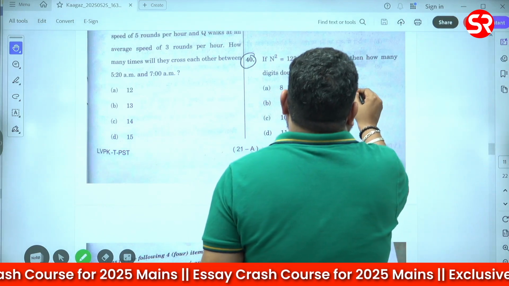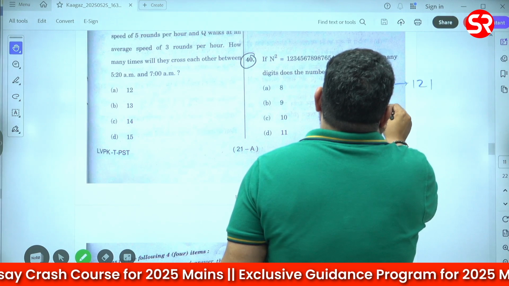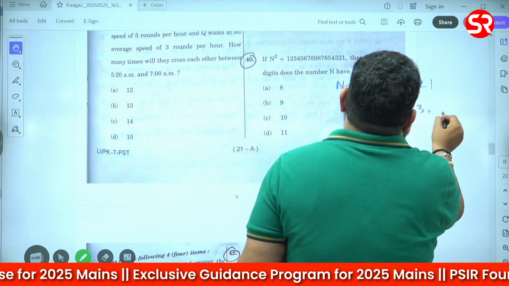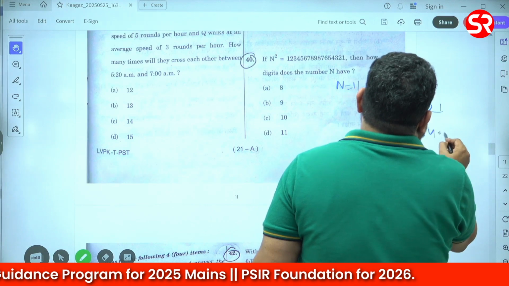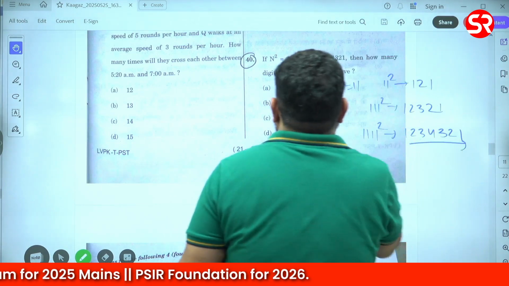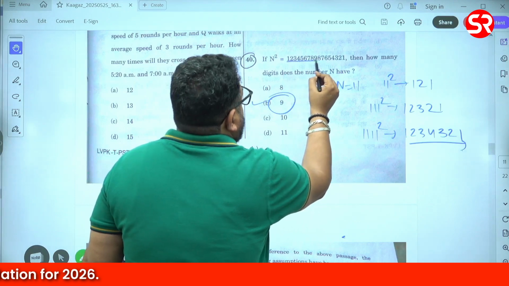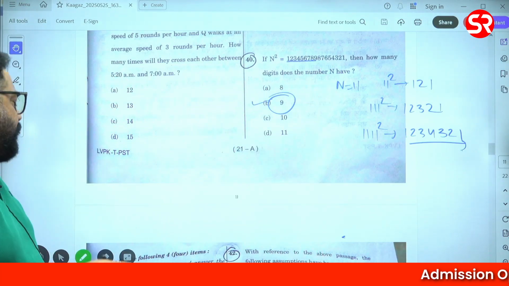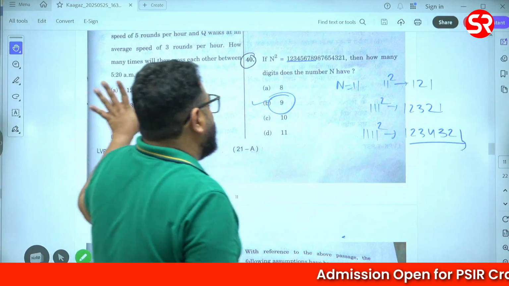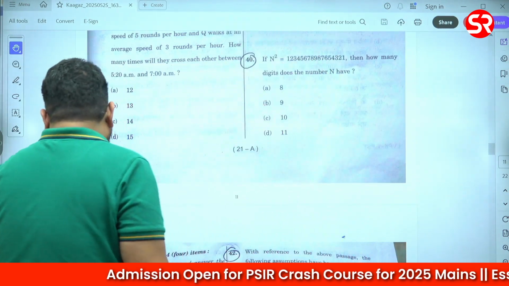N is equal to 11, so 11 squared. 111 whole square is 12321. 1111 whole square is 1234321, and so on. So definitely the answer is 9, going 1, 2, 3. Definitely it would have 9 ones. We have done a lot of questions like this in the classroom, guys.